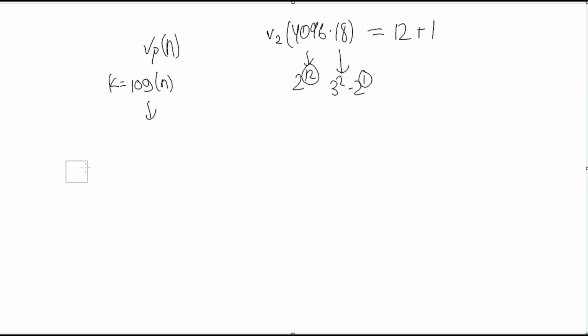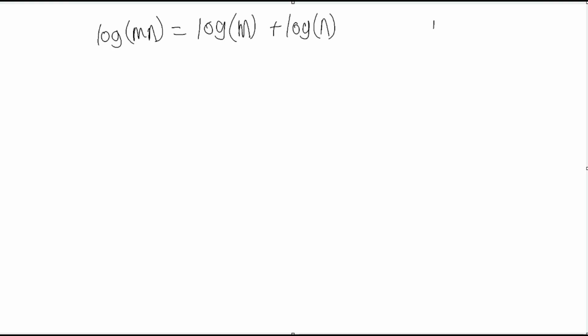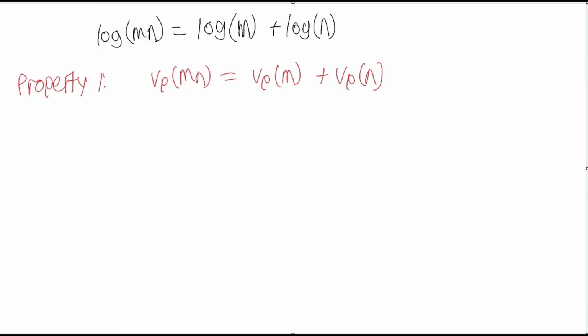The first key property about logarithms that we know and love is that the log of mn is equal to the log of m plus the log of n. Does the same thing hold for nu p? Well, yes, it does. And by this intuition, you would expect it to be true. So we have our property 1, and it is nu p of mn is equal to nu p of m plus nu p of n. Okay, so how exactly do you prove this?